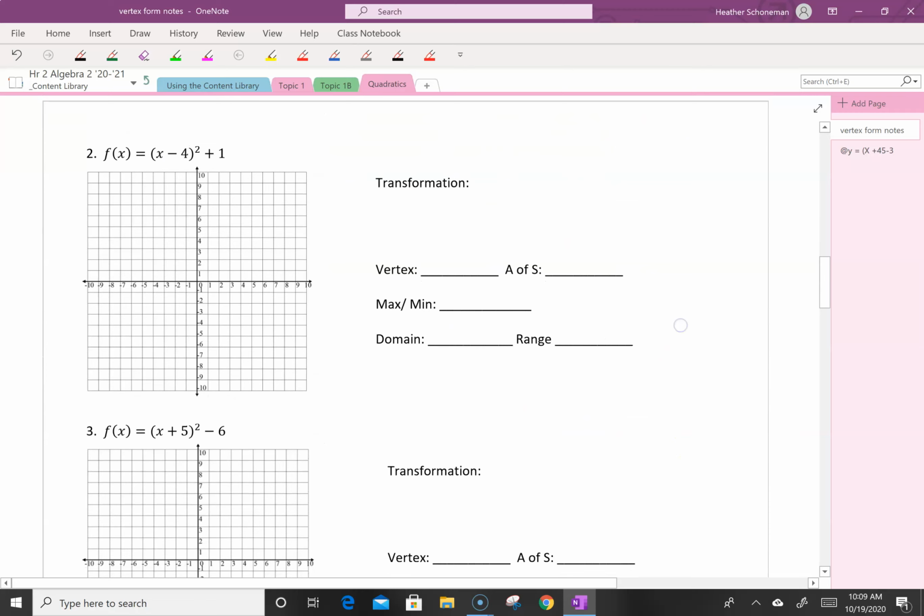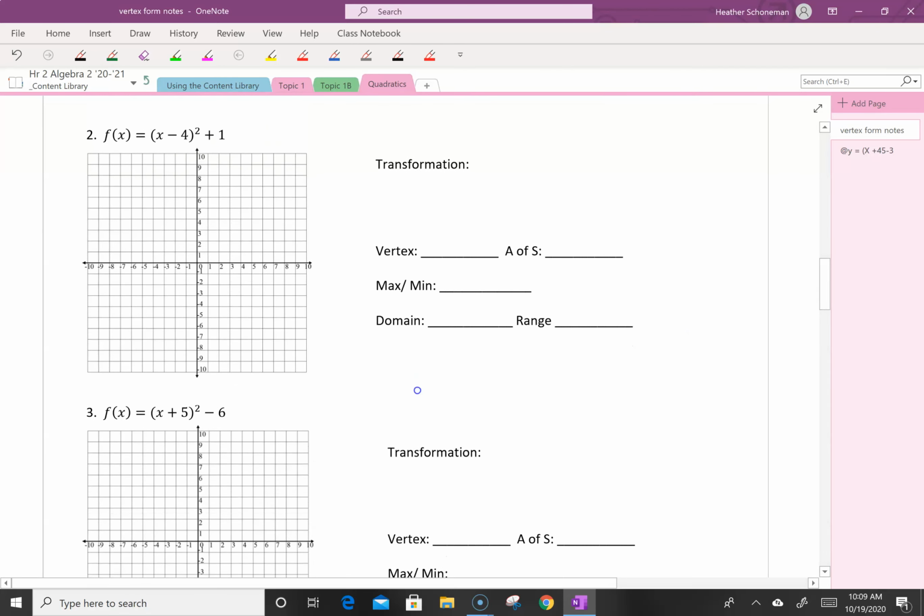Okay, if we look at number 2, if we state the transformations, the minus 4 tells me I'm going to go right 4 because it's inside the parentheses, the opposite of what we think. And the positive 1 says that we're going to go up 1. My vertex is the opposite of what's in the parentheses, so positive 4, and then whatever number is added on, which is 1. The axis of symmetry is always x equals the x-coordinate, which is 4.